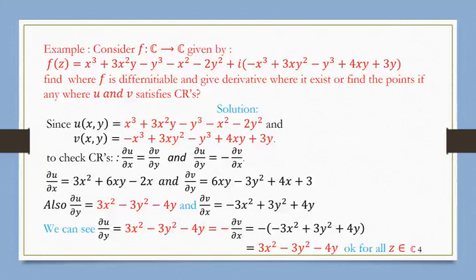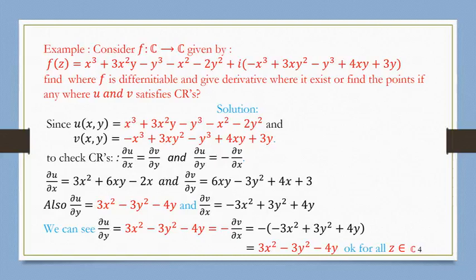For the second example, the functions u and v are given. The real part u(x,y) is equal to x³ + 3x²y − y³ − x² − 2y². This is the function u(x,y), because this is the real part of this function. The second part, the imaginary part, the function v(x,y), is −x³ + 3xy² − y³ + 4xy + 3y.